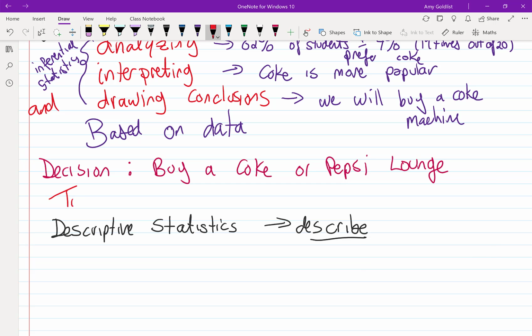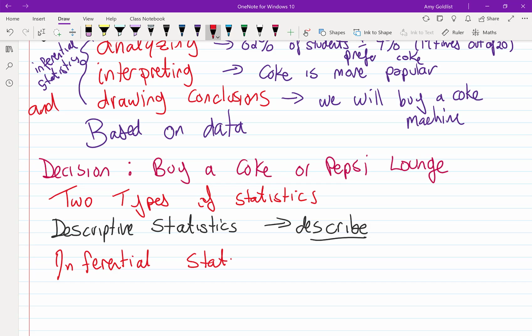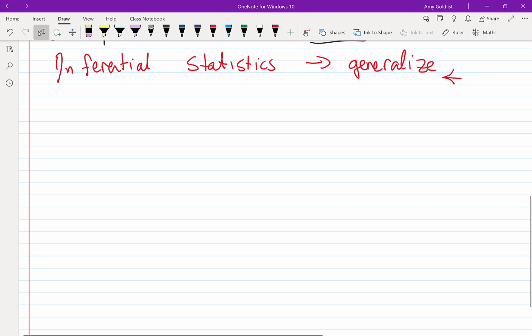Along the way, we had our two types of statistics. Descriptive statistics and inferential. In inferential statistics, we generalize. So first we describe, and then we generalize. We say this is true in a sample, so maybe it's true in the population. Next, we're going to talk about populations versus sample.